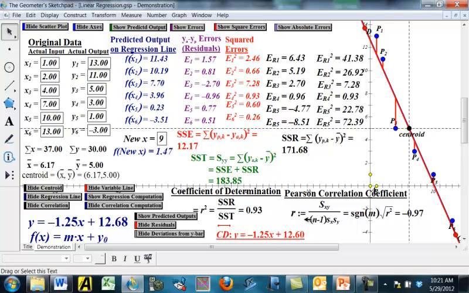If the r is positive, then we have an increasing relationship between the two variables. So increasing one variable increases the other. In other words, your regression line has a positive slope. And a negative r, like we have here, says that increasing x is going to decrease y. And so we have a negative slope to our regression line.